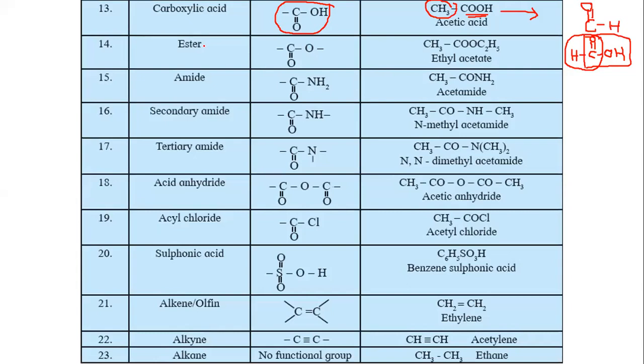Now I'm coming to the next functional group, esters. So there is one change: COO group here. H is not there. When the COO group is there, it is bonded to the R group on one side, and it may be bonded to the R dash group on the other.